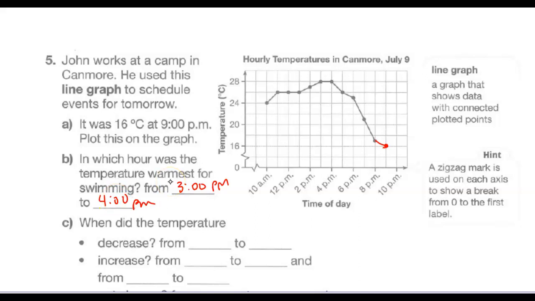When did the temperature decrease? So a couple places, here to here, so from 4 till 5. I'm just going to abbreviate with the numbers. Oh, sorry, it kept decreasing. So 4 all the way down to 9, sorry, then increased. It went from 10 a.m. to 11 a.m. and then from 1 p.m. to 3 p.m. That's p.m.